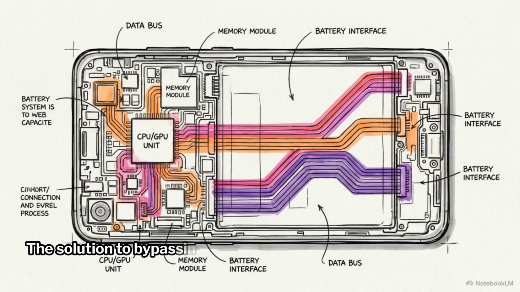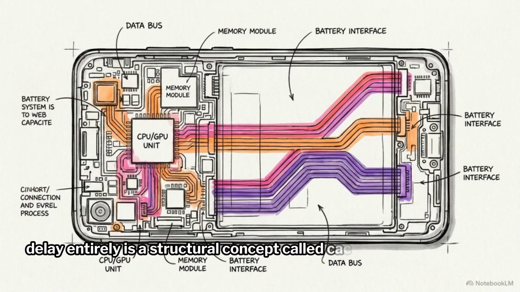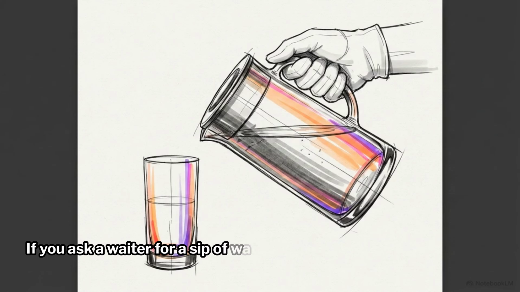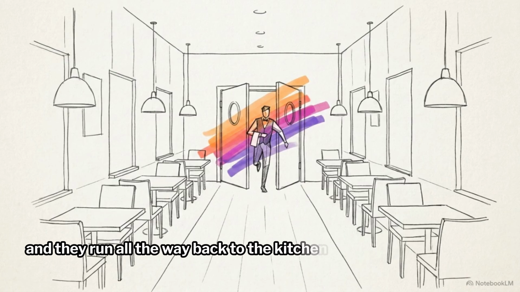The solution to bypassing this network delay entirely is a structural concept called caching. Think of a restaurant. If you ask a waiter for a sip of water and they run all the way back to the kitchen to fill your glass, then run back again for your next sip, the service feels terribly slow. A smart waiter anticipates the need. They leave a pitcher of water right at your dining table. The water is already there before you even realize you are thirsty.